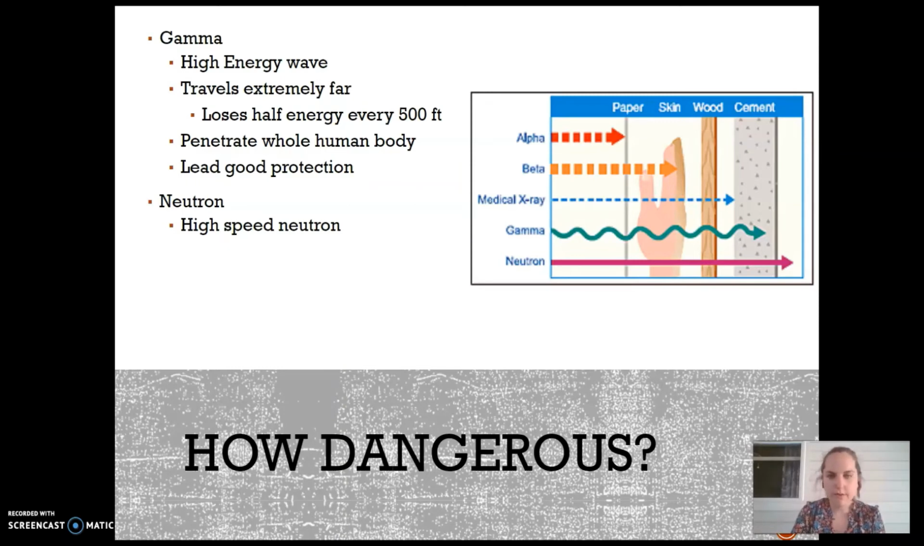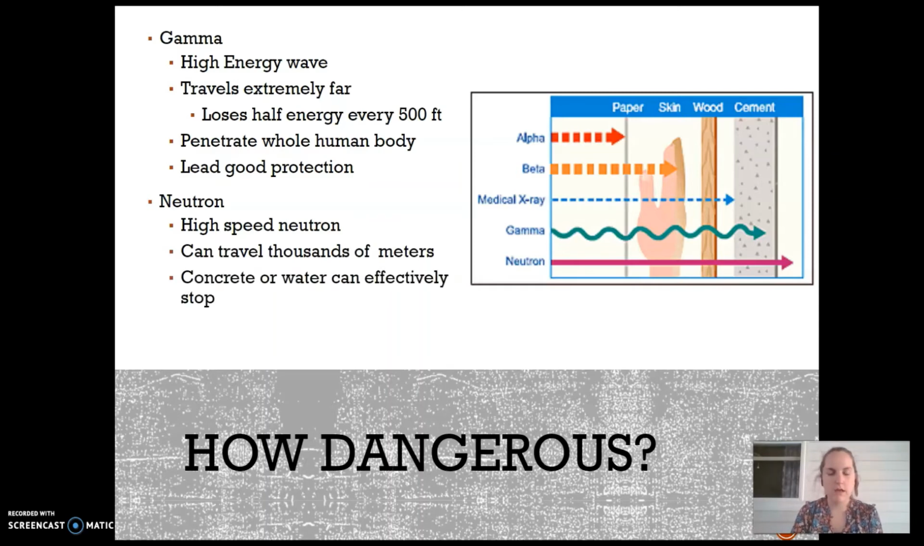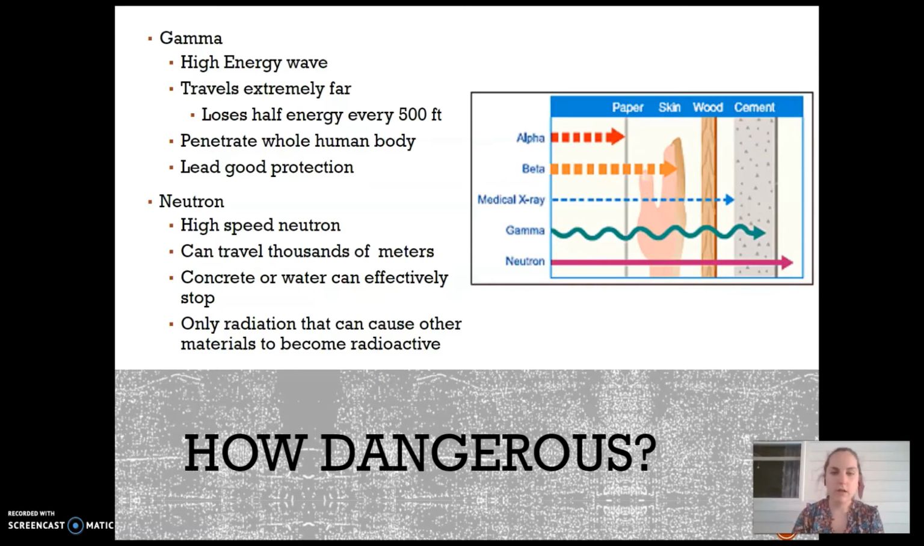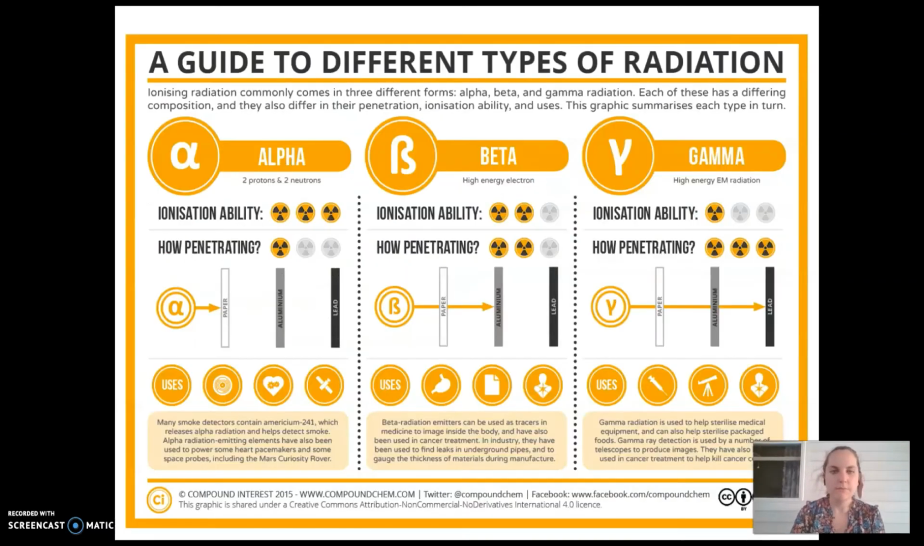And so neutron radiation is a high-speed neutron, and so it can travel through thousands of meters. Concrete or water can effectively stop it, but it's the only radiation that can cause other materials to become radioactive, I should say. So when this neutron comes into contact with other things, it can cause that thing to become itself radioactive.